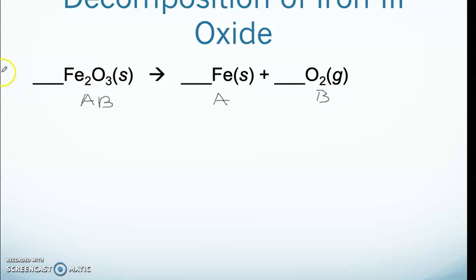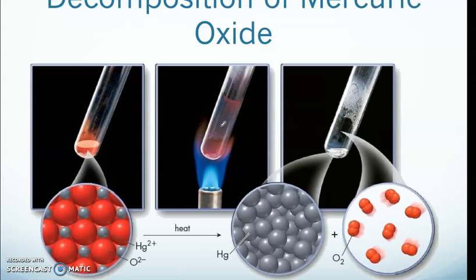Okay, so then you balance it. You put a 2 right here, and a 3 right here to balance the O's. Then you place a 4 right here. Okay, it's reverse. Interesting. Now, this one here is called the decomposition of mercuric oxide. Ooh, interesting.